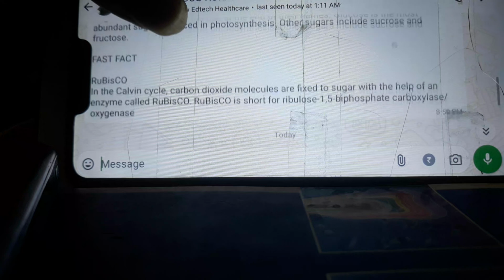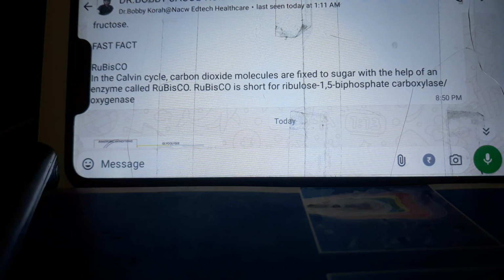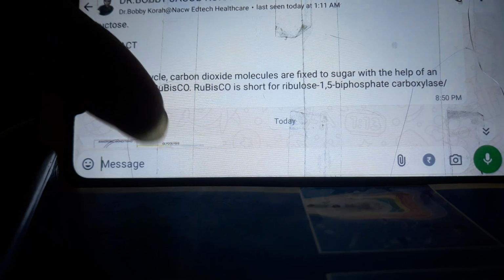Another fast fact is RuBisCO. In the Calvin cycle, the carbon dioxide molecules are fixed to sugar with the help of an enzyme called RuBisCO. RuBisCO is short for ribulose 1,5-bisphosphate carboxylase oxygenase. It's one of the most abundant molecules.